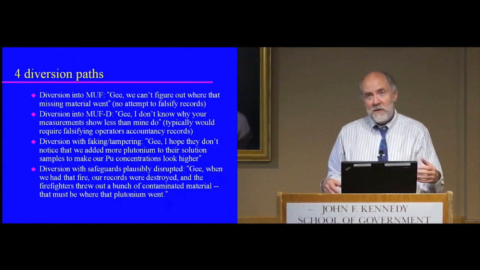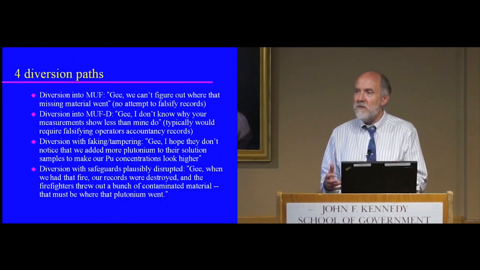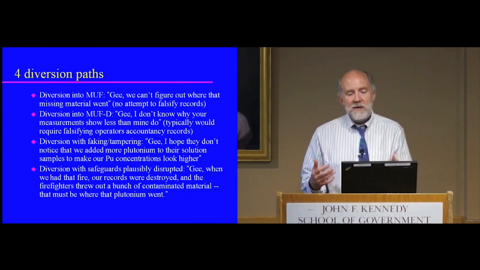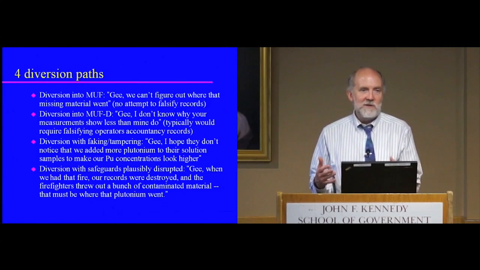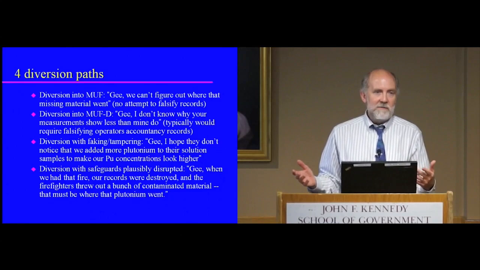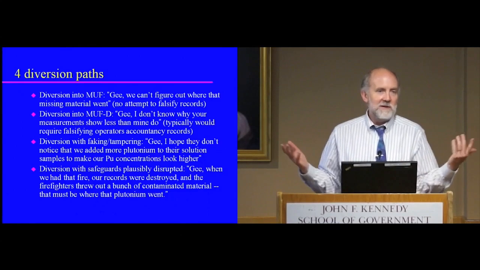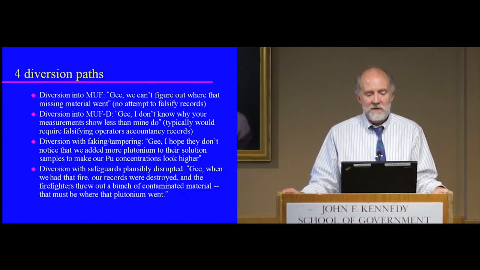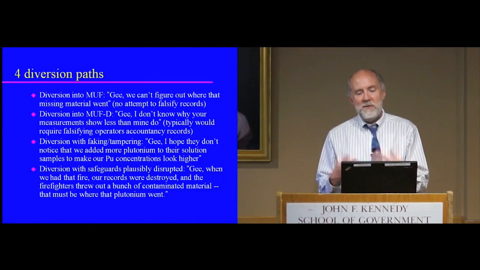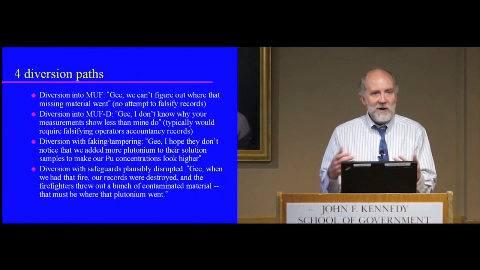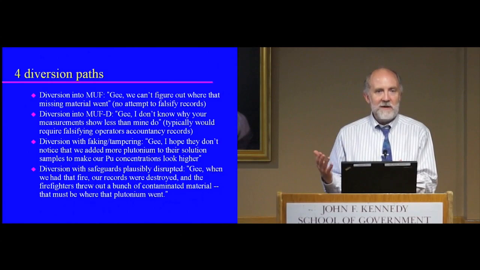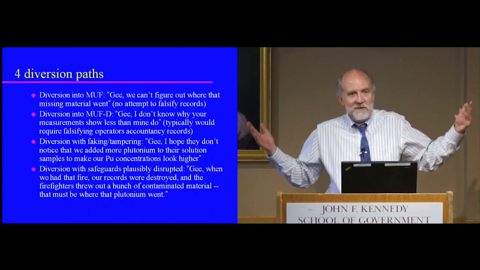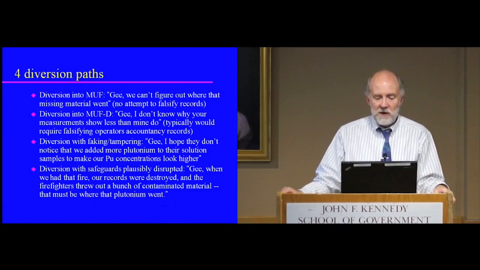All right, so if you think about it from a declared facility, there's really 4 ways you might divert. You might divert into the MUF by just removing material, knowing that the records will show that there's missing material and saying, gee, I don't know where that material went. So there's no attempt to falsify the records or what have you. You might divert into the MUF-D. You might falsify your own records, knowing that the IAEA's measurements will show something different than your records show, and say, gee, I don't know why your measurements show a different number than my measurements show.